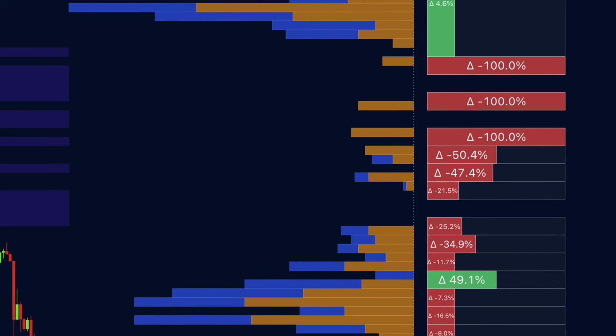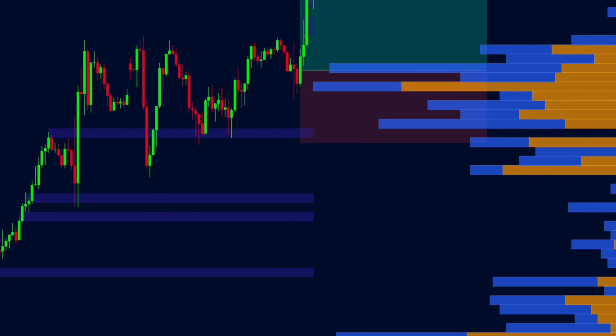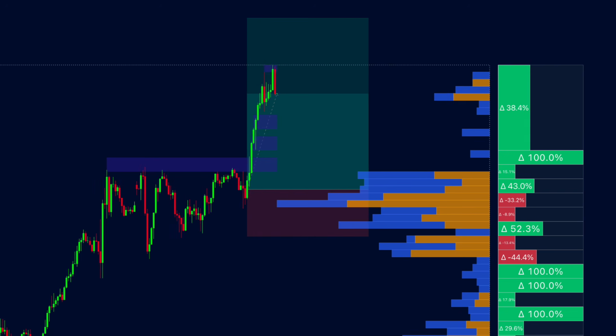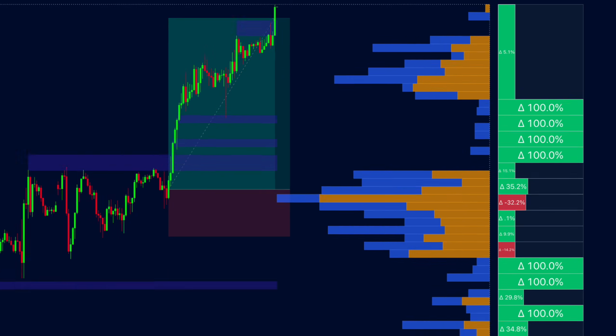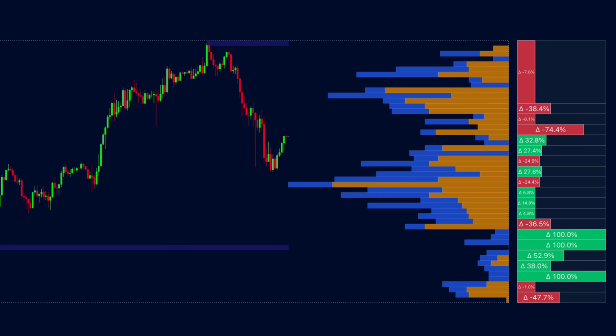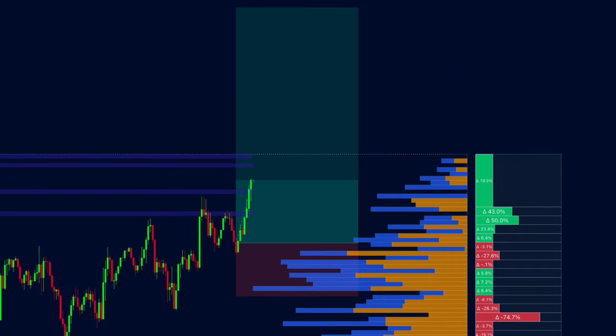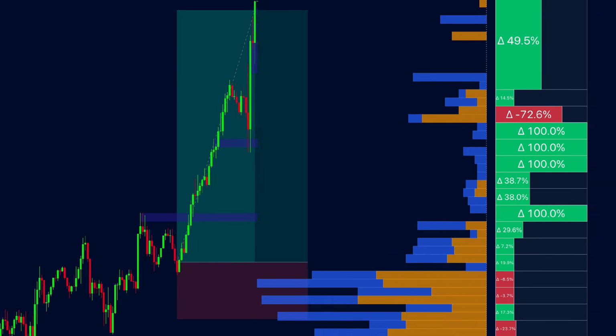This indicator changes that, because instead of guessing imbalances, it shows you where no trading happened at all. The true gaps where price shot through so fast that no volume filled that space. In this video, I'm going to reveal this powerful tool to you, explain everything you see on the chart, and give you clear long and short setups you can start using today.